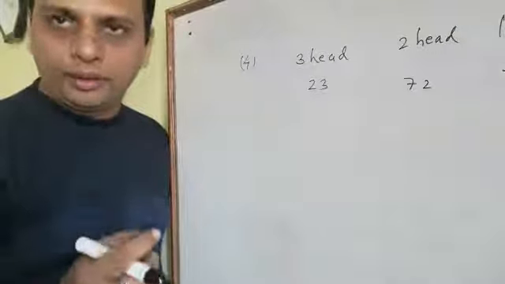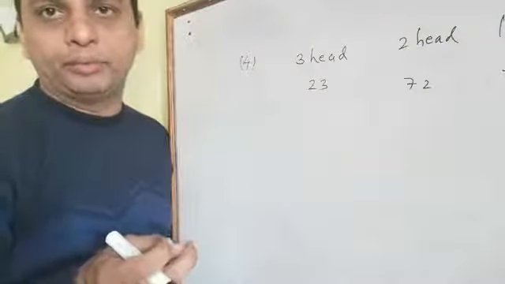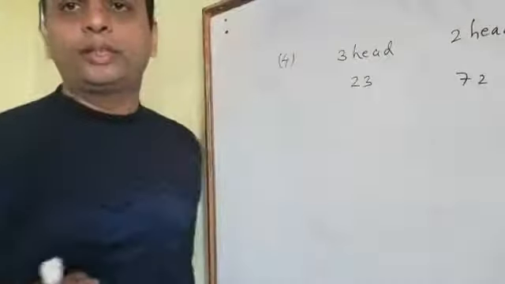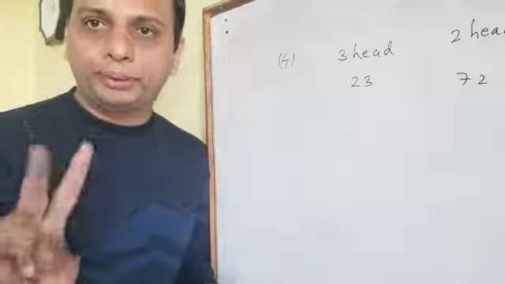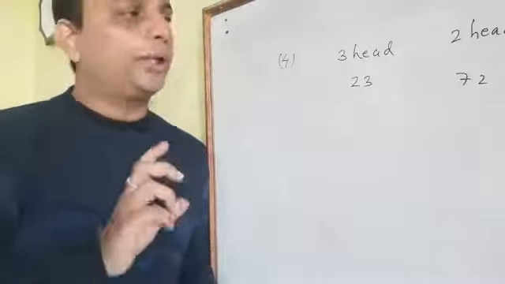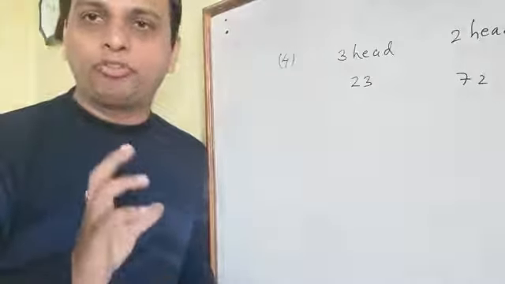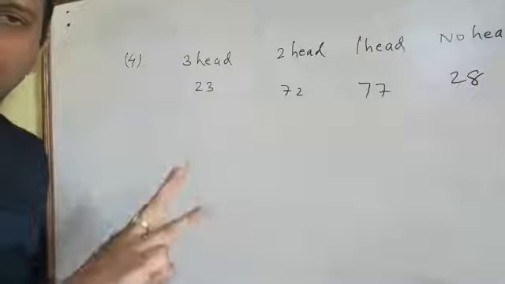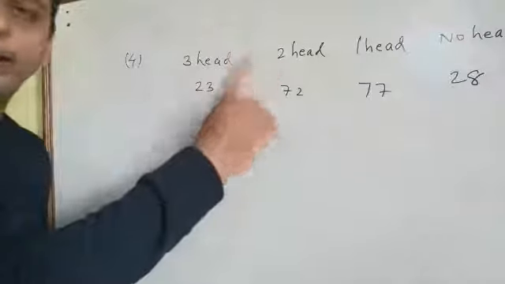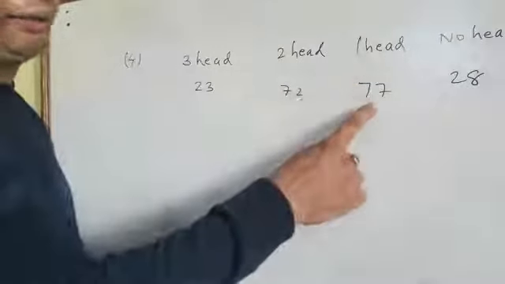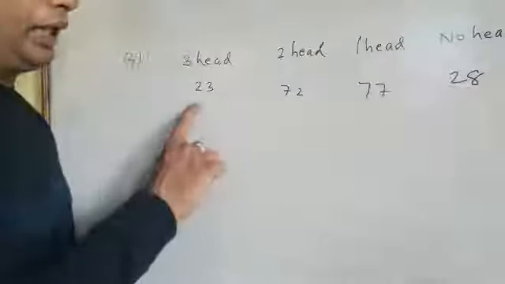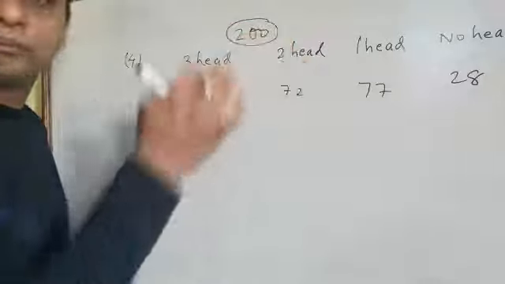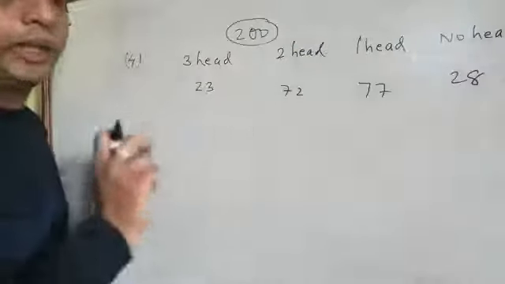What is the question? The coin was tossed 200 times. One coin is tossed 200 times. We know that for a coin the total number of outcomes is 2: either head or tail. So they made the table of heads. How many times did heads come? 3 heads came 23 times, meaning all 3 were heads 23 times. 2 heads and 1 tail came 72 times, 1 head 77 times, and no head 28 times. This coin was tossed 200 times, and they calculated how many times heads came.